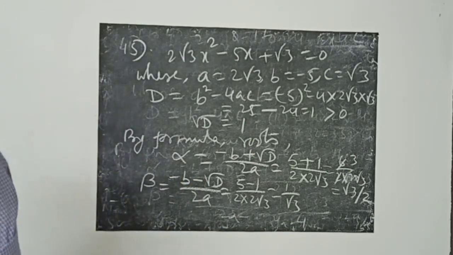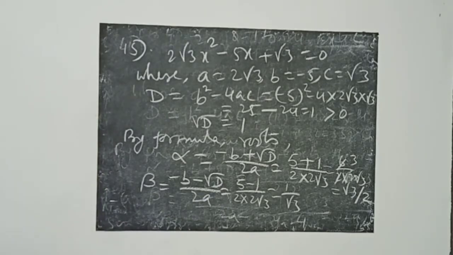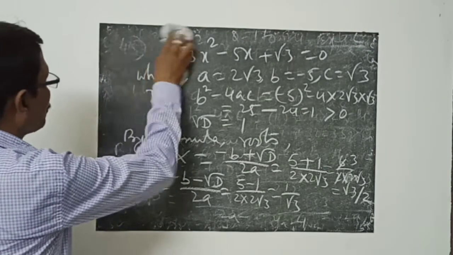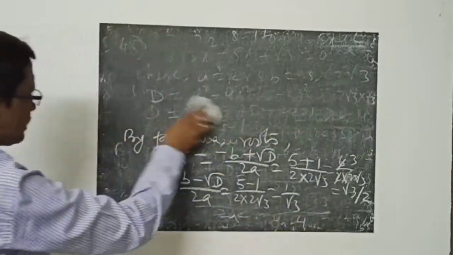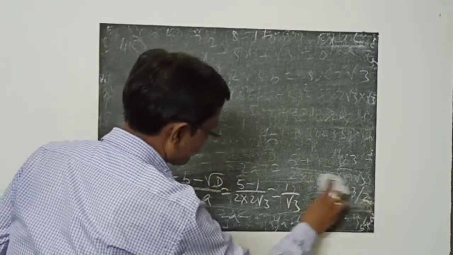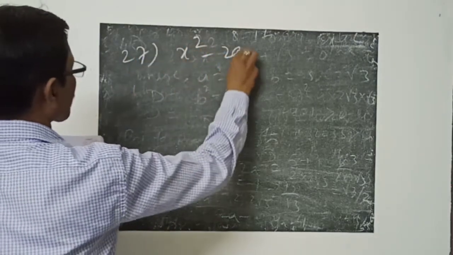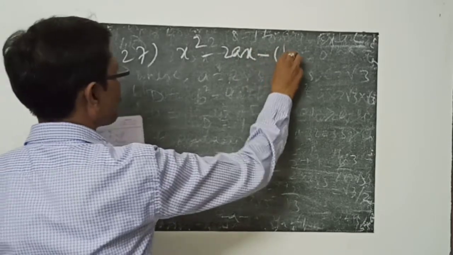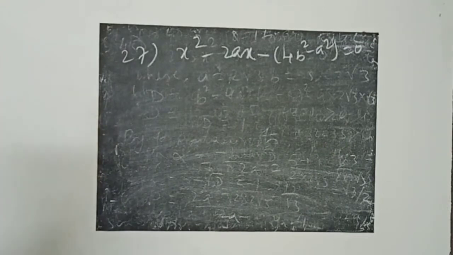Now some more types of questions by applying the quadratic formula. How can you solve it? Suppose you have one question related to a, b like that. Then check how we can do it. In your book it is question number 27. It has come in the board exam also. It is x square minus 2ax minus 4b square minus a square equal to 0.